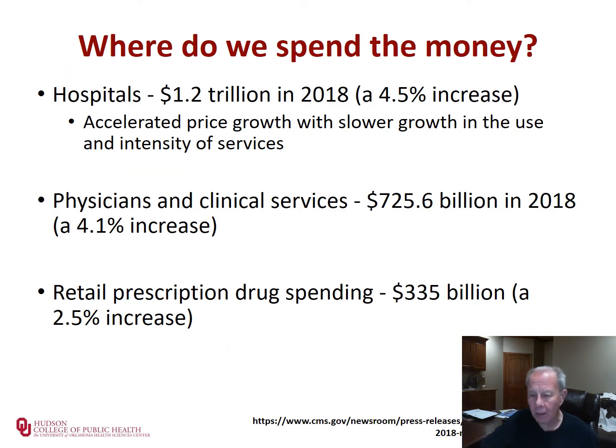Well, where do we spend all that money? $3.6 trillion. Where do we spend it? Well, we spend about $1.2 trillion of that on hospitals. That went up 4.5% from 2017 to 2018.